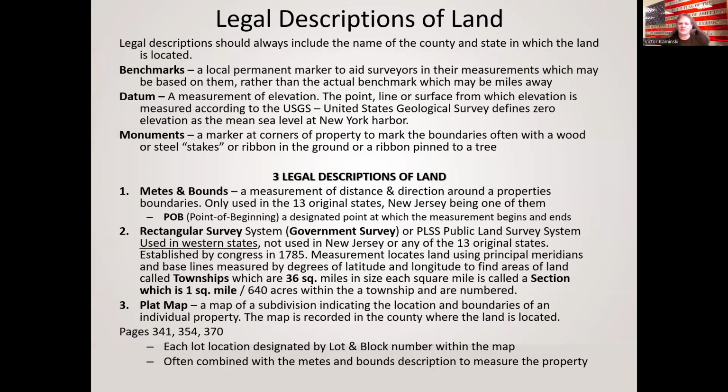All right, now we just got the slide once again with the legal descriptions. If you guys haven't done it, you should take a picture of this slide to study these things. Benchmark, datum, monument, meets and bounds, point of beginning, rectangular or government survey. It has townships and sections and a plat map.